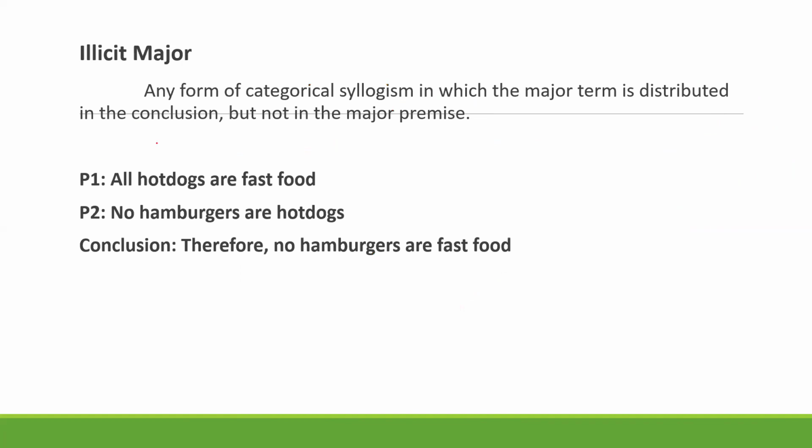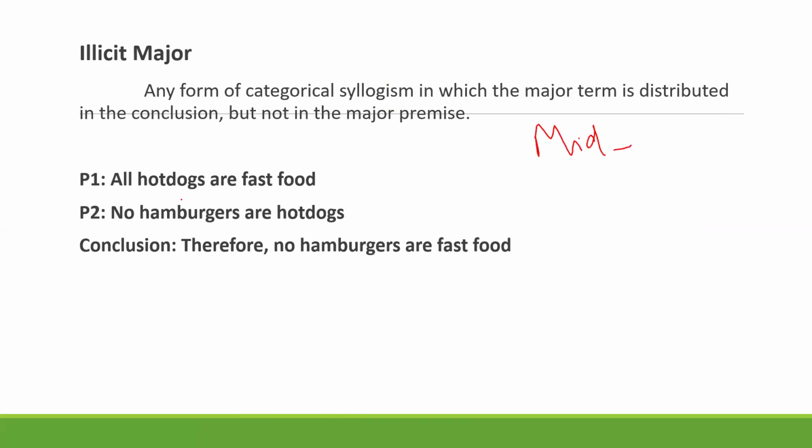Next one, illicit major. Illicit major means we check whether the major term is distributed or not. Here we have to check whether the major term is distributed. That's all. So, in any form of categorical syllogism, the major term is distributed in the conclusion. Now, what is the middle term here? We have to find out the middle term.